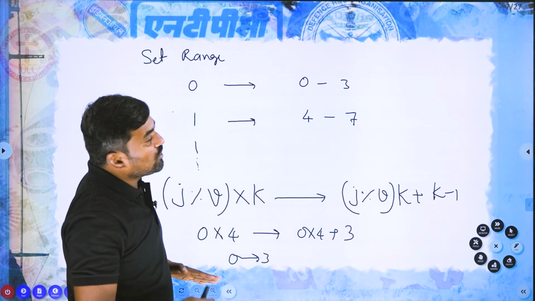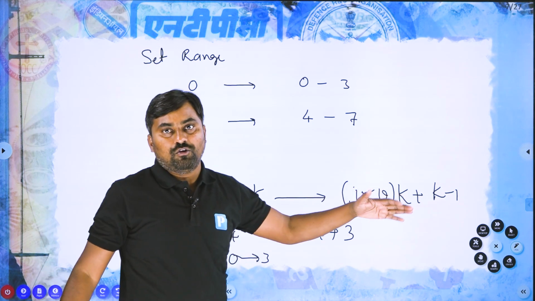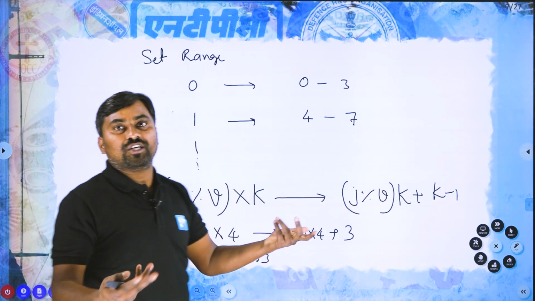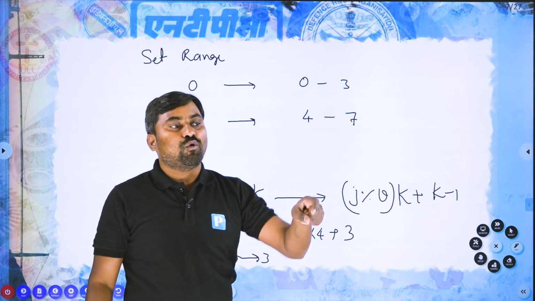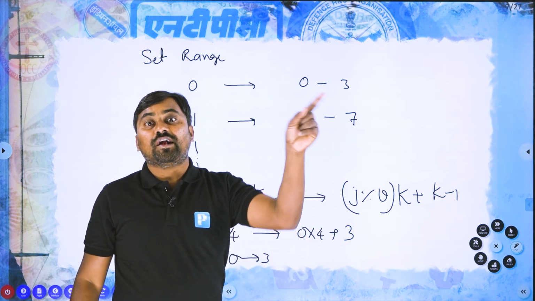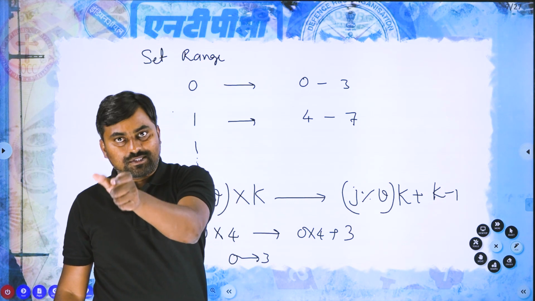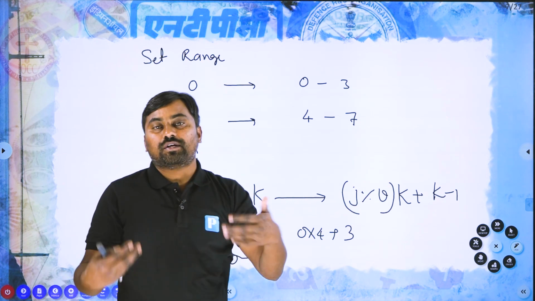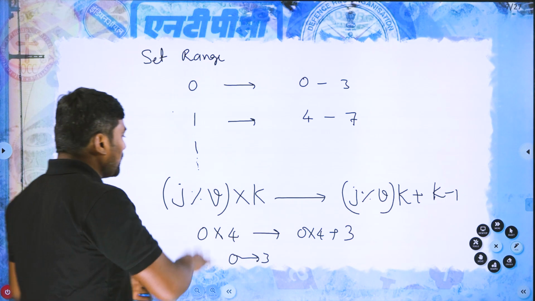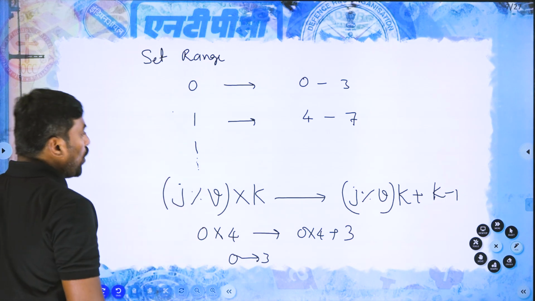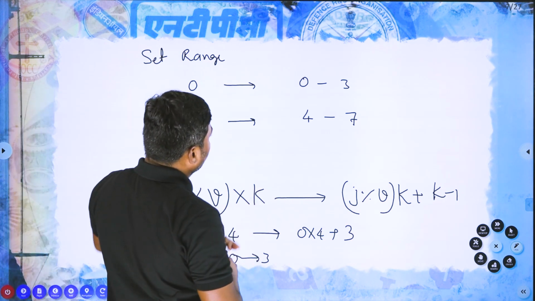This pattern will work for anything. Suppose there are 1000 sets. If you want to know the range of the 500th one, you multiply 500 into the size, then 500 into that size plus the extra k minus 1 you have to add. Whether this is correct or not, you can check with the options.